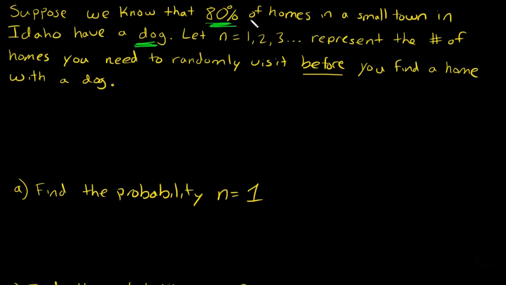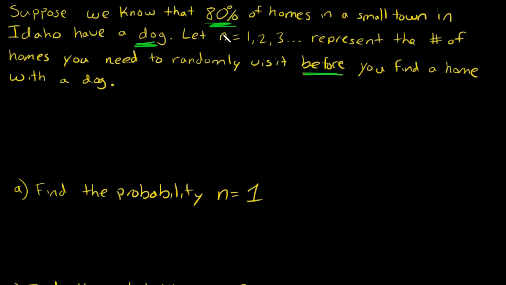Let n equal 1, 2, 3, etc. represent the number of homes you need to randomly visit before you find a home with a dog. So basically we're going to go around visiting homes and say, do you have a dog? Yes or no? So we're asking a yes-no binary type problem. Two choices, and we know the probability of success is 80%.